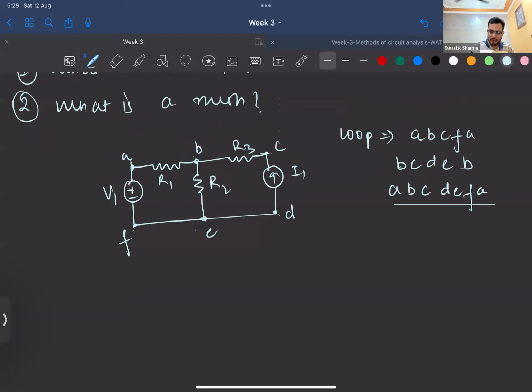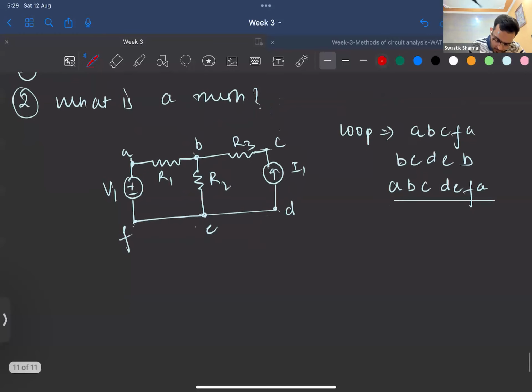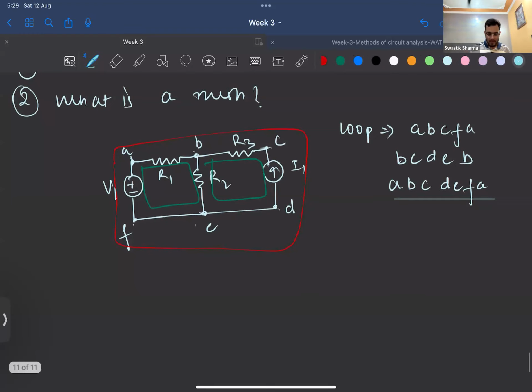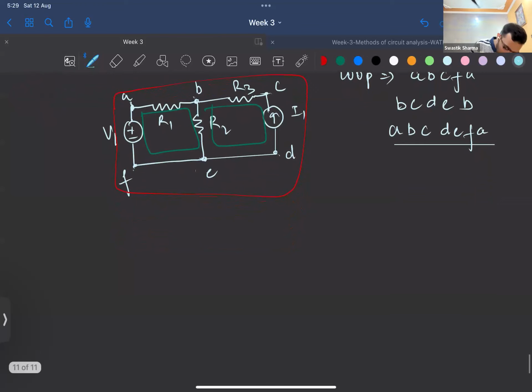So that's what a loop is. A loop can have other loops inside it too, for example A, B, C, D, E, F, A, this whole circuitry. But a mesh can't. So this is a mesh and this is also a mesh. That's why it's called mesh analysis rather than loop analysis. Now, let's see where it is applicable. It's applicable only to planar circuits.